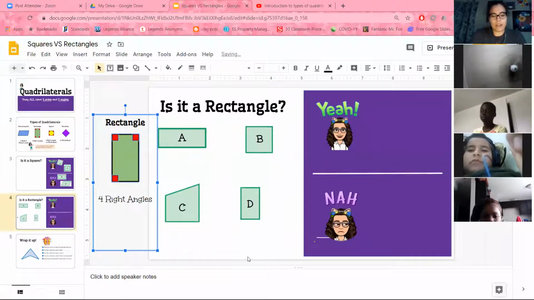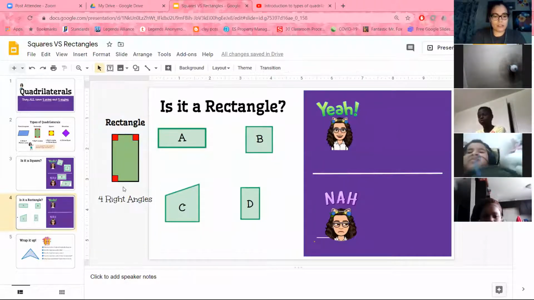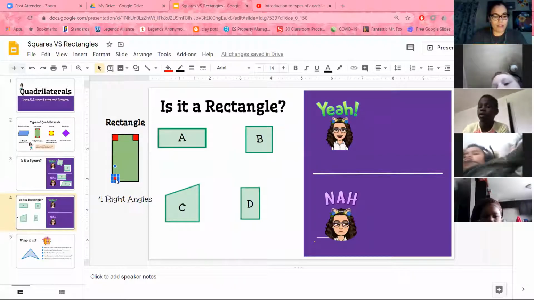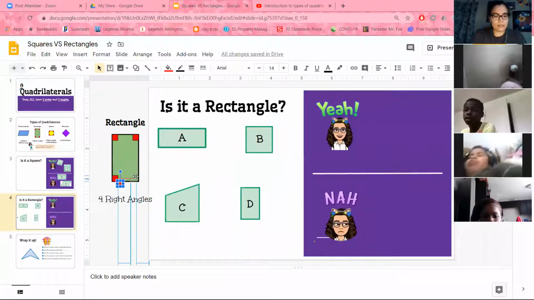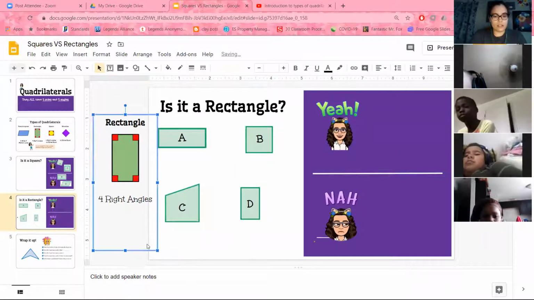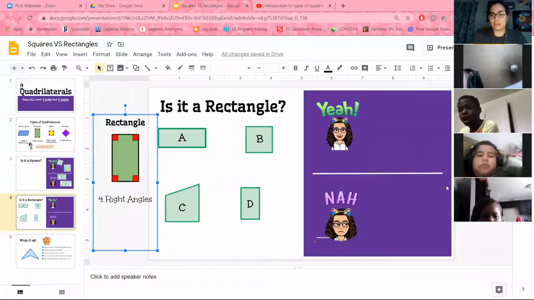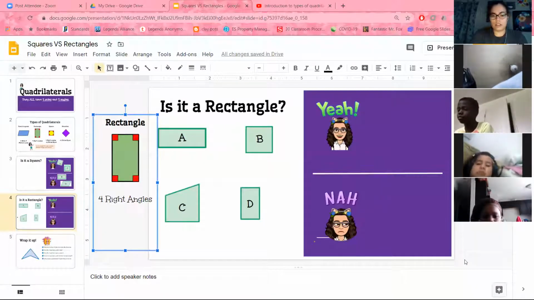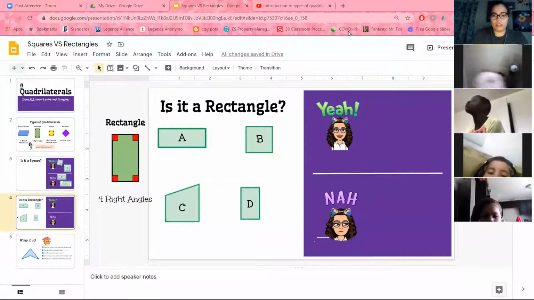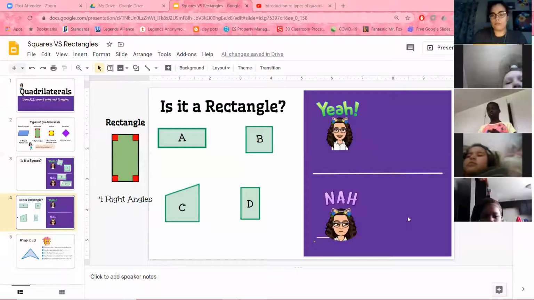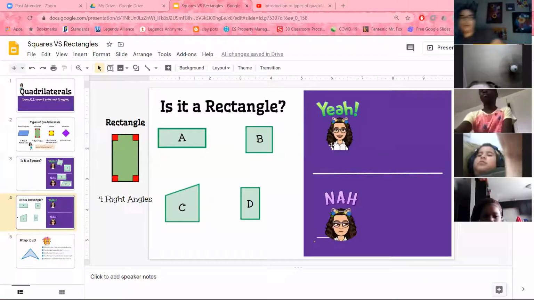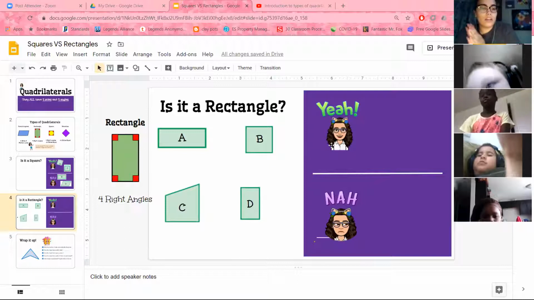So once again, I'm going to give you a minute to sort these 4 shapes. One of the right angles has disappeared. Let me make it come back. Miss Miranda, can you see the screen? No. Let me stop and start again. What about now? Yes. All right, cool. So 1 minute, thank you. Is it a rectangle? A, B, C, and D, yes or no?